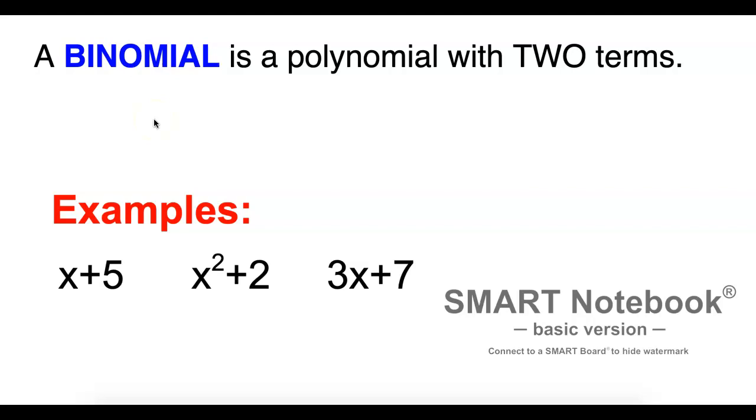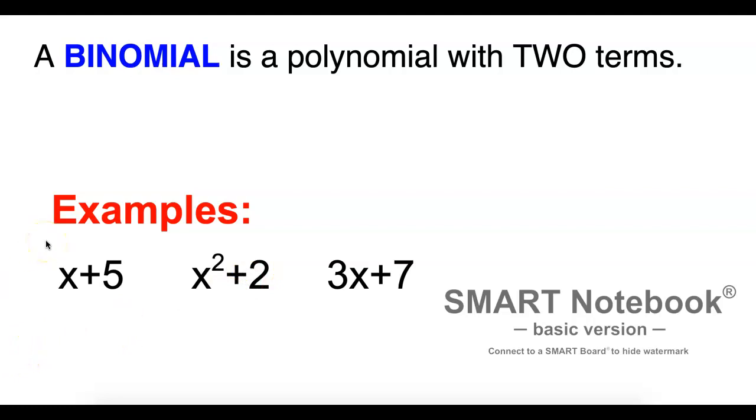Alright, so a binomial, that's a new vocabulary word here, is a polynomial with two terms, because we know that prefix bi means two. So some examples are x plus 5. That's a binomial. You have two terms. X is a term, 5 is a term. X squared plus 2, that would be a binomial because x squared is one term and 2 is one term. So we have two terms here. Here, 3x plus 7, 3x is a term, 7 is a term. So all of these are examples of binomials.